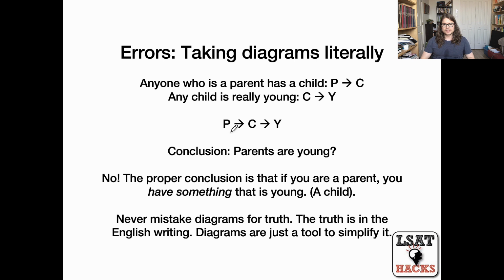So it's very easy to mislead yourself with diagrams in a few cases if there's a switch in words like this. This is not a common mistake on questions, but I have seen a handful of questions where this happens. The other thing too, for really young, I like having fewer letters. You could say if you're a child, you're really young, but I find Y is simpler. But here you can see I've switched: parents are young. If I was following English, it would be parents are really young, or if you have a parent, you have something that is really young.